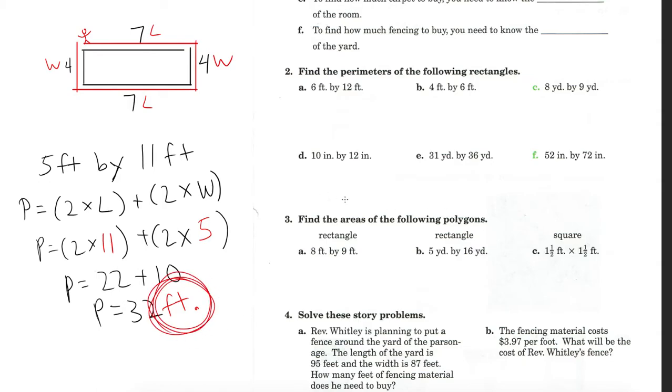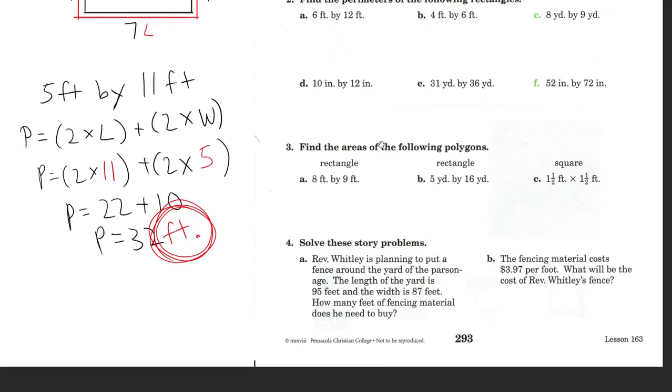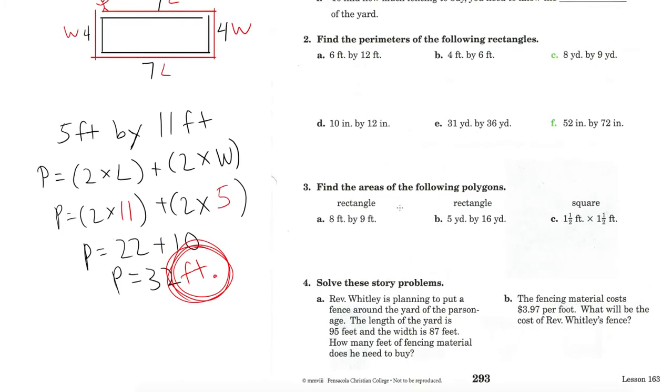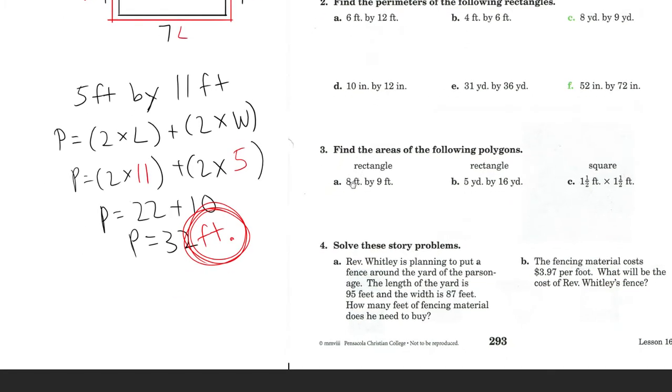Really important. All right. Number 3, find the areas of the following polygons. So polygons are any shape made of straight lines, right? That's a polygon. As long as it's made out of straight lines, it's a polygon. So find the area of the following polygons. So a rectangle. How do you find the area of a rectangle?